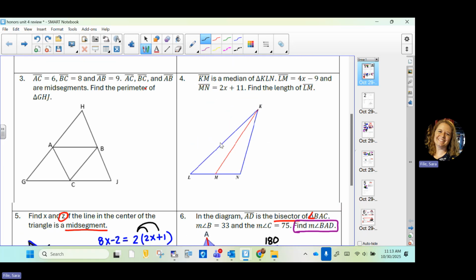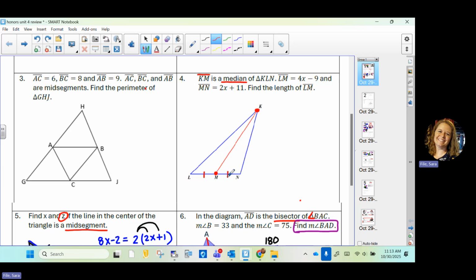All right, so in number 4, we are told that KM, which on mine is this red segment, is a median. A median connects a vertex to the midpoint of the opposite side. That is not marked in here. You have to know the vocabulary, median. So K is a vertex, M is the midpoint, so that means that these must be congruent.